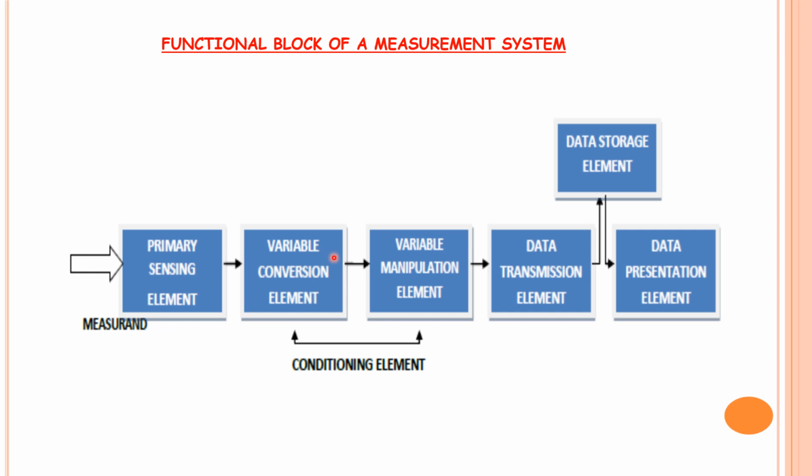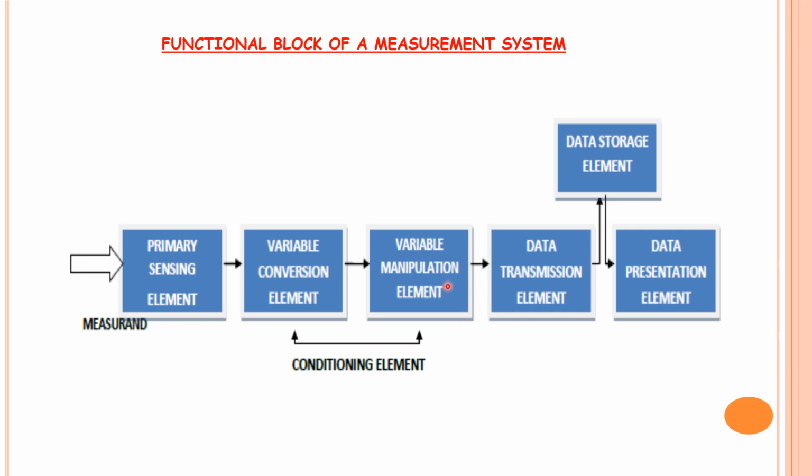In general, the variable conversion element and the variable manipulation element are named conditioning elements. The conversion element converts analog to digital form using ADC. The manipulation element manipulates the data, both linear and non-linear. Linear functions I have explained: addition, subtraction, integration, differentiation, attenuation, amplification. Non-linear: deduction, modulation, sampling, filtering, as well as clipping, clamping and chopping.